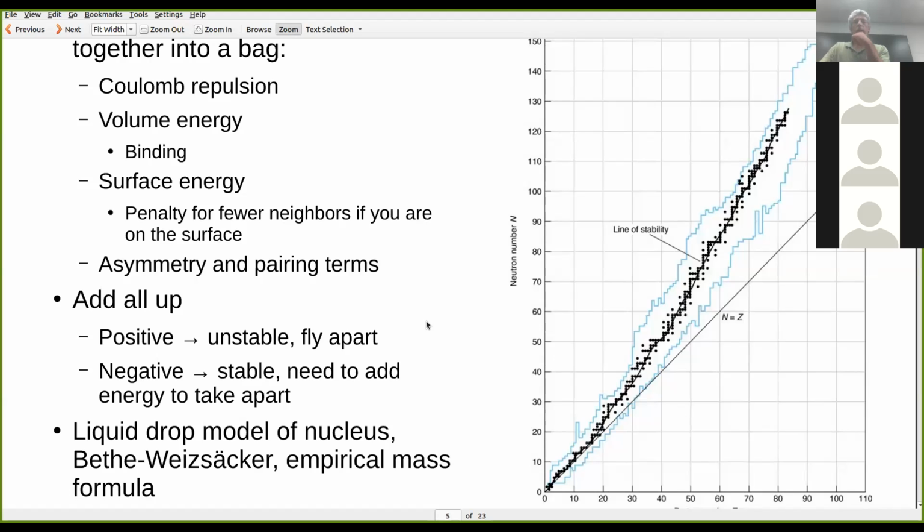Yeah, so if we look at this plot again, it's showing the number of neutrons versus the number of protons. And then the line N equal to Z would be just the diagonal, right? And we see that, again, to compensate for the Coulomb repulsion, the heavier nuclei, the more protons I have, the more of a neutron excess I need.